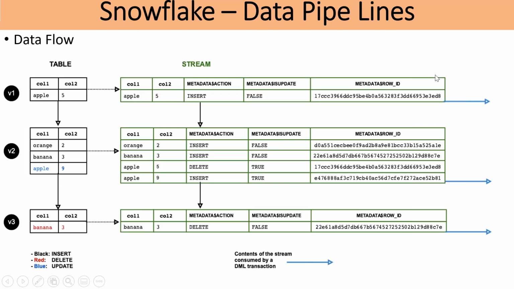So this is the stream table, this is the base table. Column 1, Apple 5. In the stream table, you will have Apple 5. What is the action of that particular delta? It's an insert. Is it an update? No, it's not part of an update. So we'll talk about is update. And then there is another column called row ID. This row ID is important, I'll tell you later. This has nothing to do with the row ID for a table. This is only for the stream.